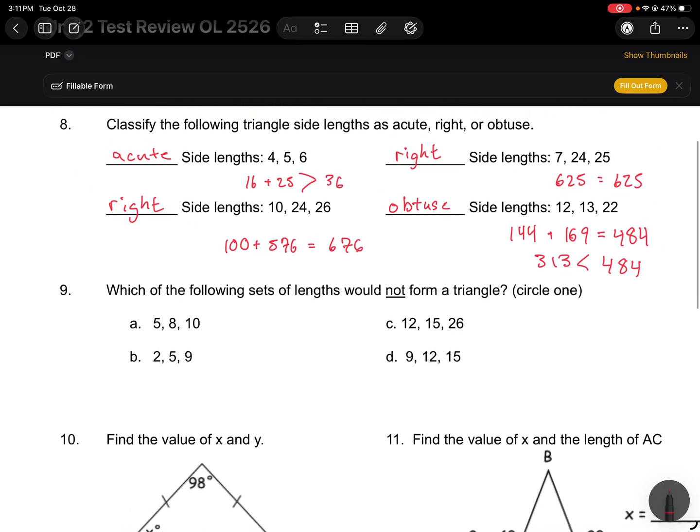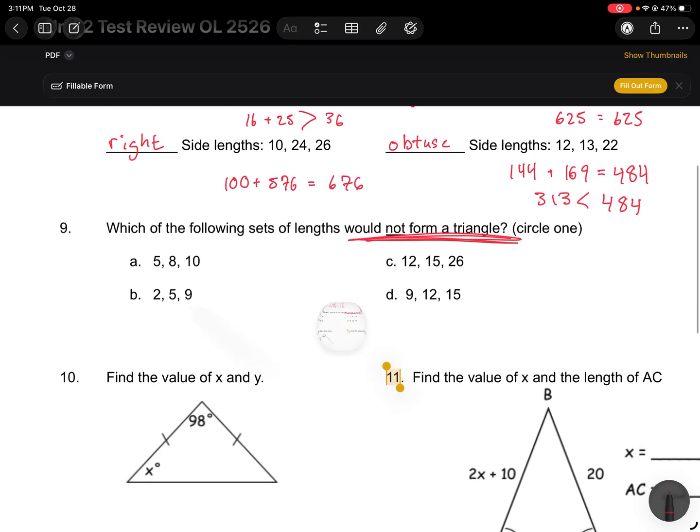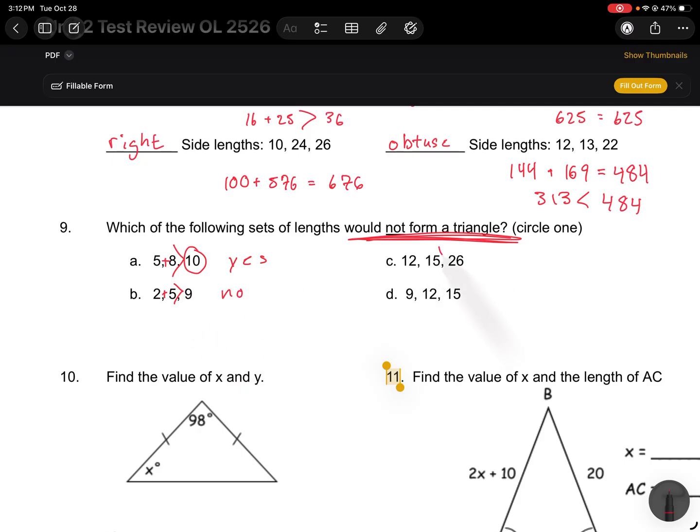Alright, which of the following sets would not form a triangle? If we're just looking at creating triangles, then we're just looking at our largest number and seeing if our two smaller numbers add up to be bigger than our largest number. So this does make a triangle. These two are not bigger, so this does not. Largest number is bigger, so this makes a triangle. This also makes a triangle.